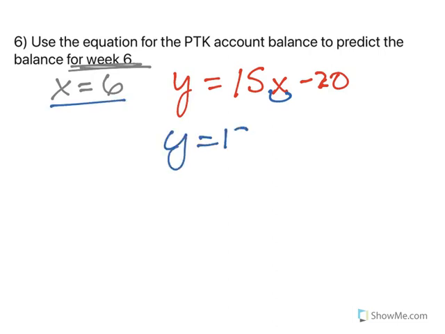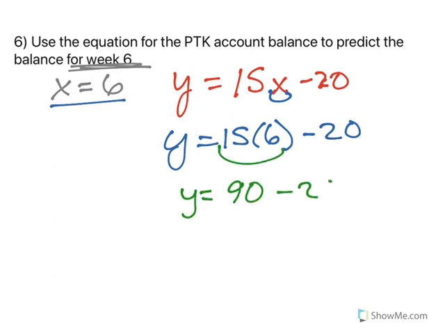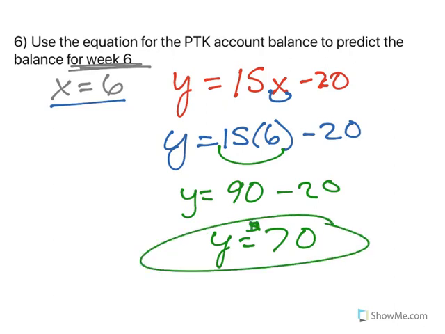So y equals 15 times 6 minus 20. Remember that if a number is touching a variable, that means multiplication. So order of operations, 15 times 6 gives us 90. Y equals 90 minus 20, and y is 70. So we can expect if the PTK account balance continues to change in this constant fashion that it has been, then in week 6, the account balance would be $70.